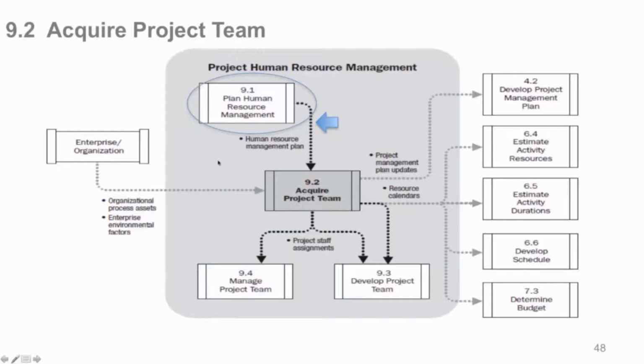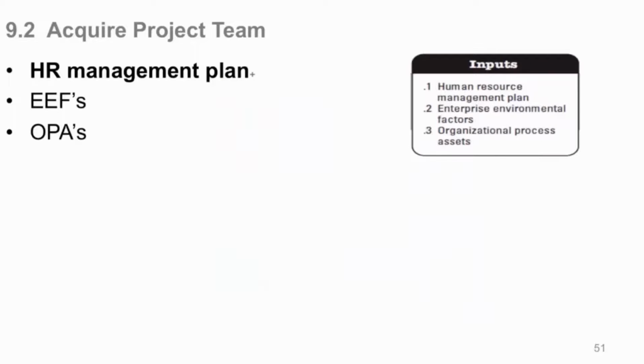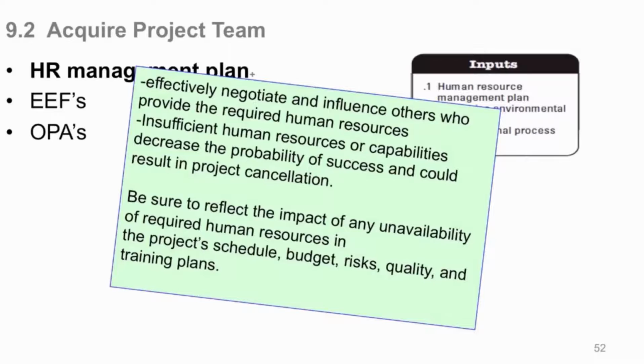Human resource plan, big one. Develop the plan. Progressive elaboration, keep those updated, keep our stakeholder management plan updated, the HR plan updated, and all the other subsidiary plans as appropriate. So here we are, acquire the team. HR plan, let's look at this.